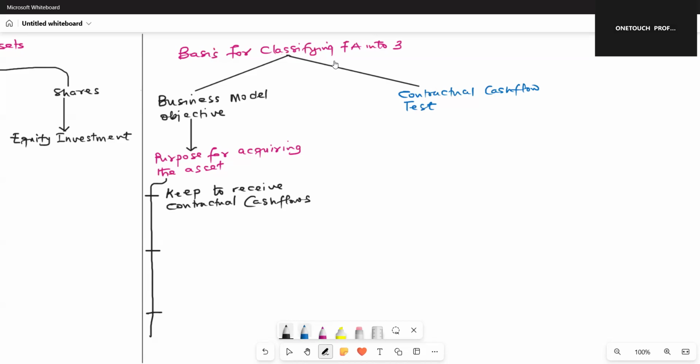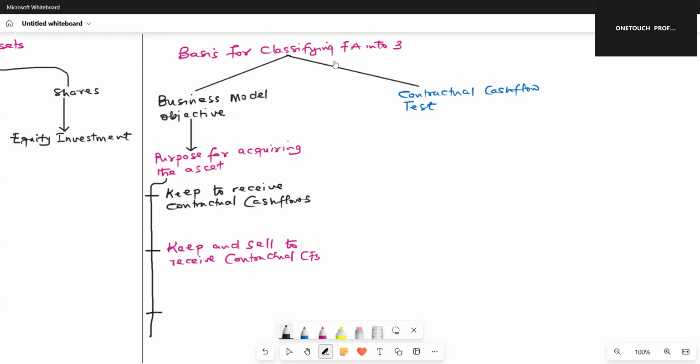Okay, so he has another purpose. The other purpose is what? He's keeping it, but he can also sell it at any time when he needs money. You get it? To keep and sell, to receive contractual cash flows.